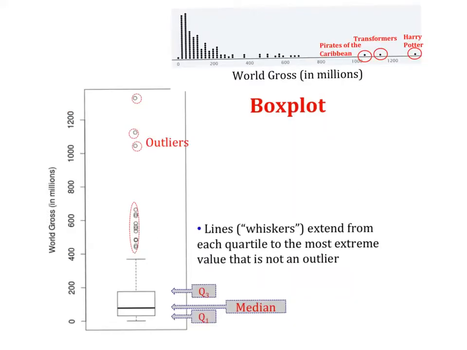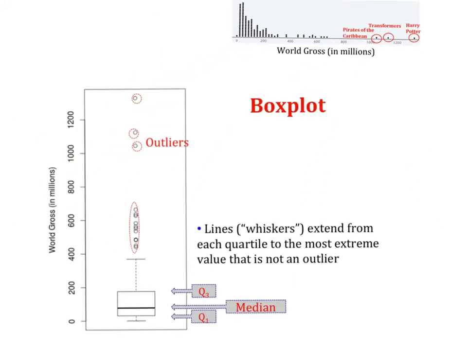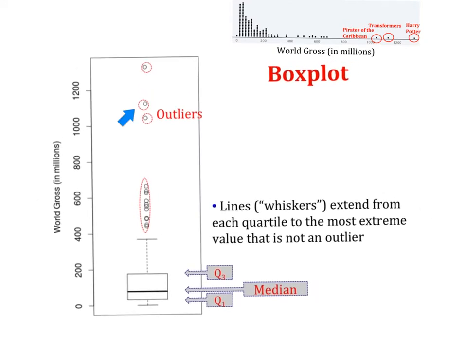Sometimes it's easy to determine if there's an outlier. You can just see from the graph. Like, take a look here. Harry Potter seems way out of the norm, as well as Pirates of the Caribbean and then Transformers. This same data is represented in this box plot right here. And if you notice, there's dots where those outliers are. There's also some other dots too.